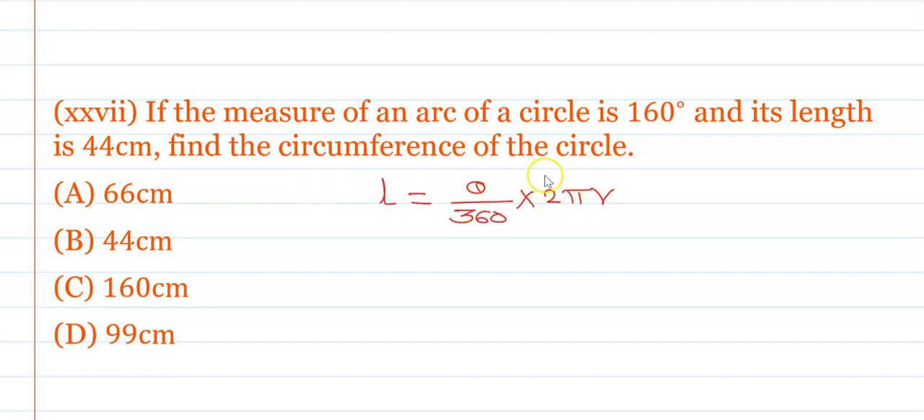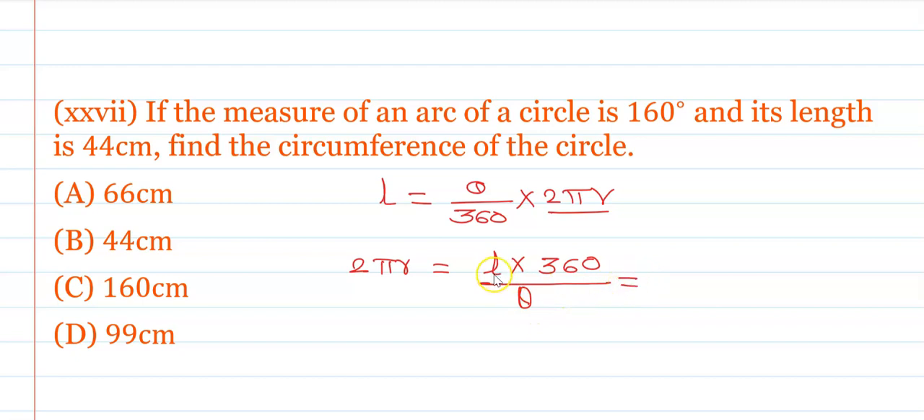आपल्याला काय फाइंड आउट करायचं आहे? Circumference of a circle. Therefore 2 pi r is equals to length of arc into 360 upon measure of angle, that is theta. Okay, this is the theta.